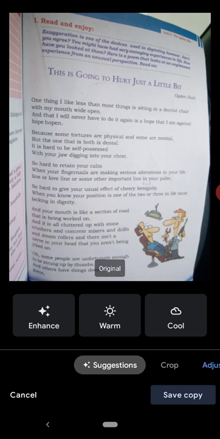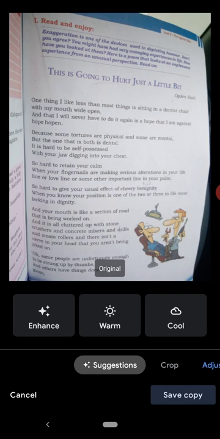One thing I like less than most things is sitting in a dental chair with my mouth wide open, and I hope I will never have to do it again. That means you never like to sit in a dental chair. Some tortures, I mean sufferings, are physical and pain, but one that is both is dental. It is hard to self-possess with your jaw digging into your collar.